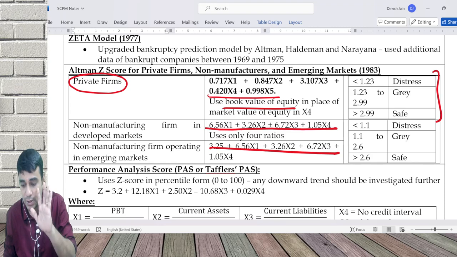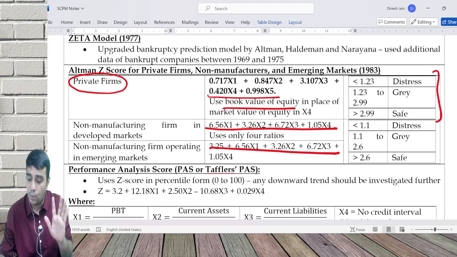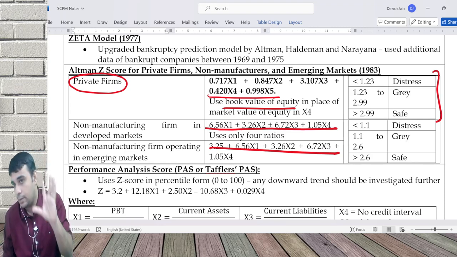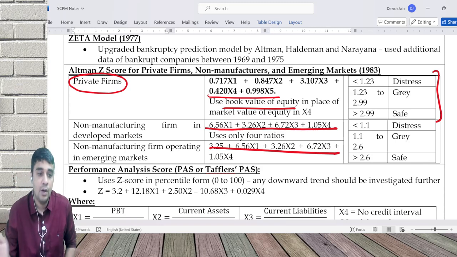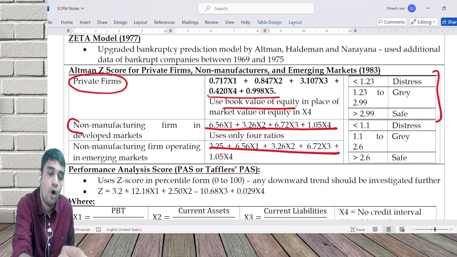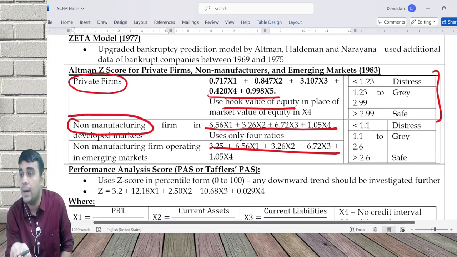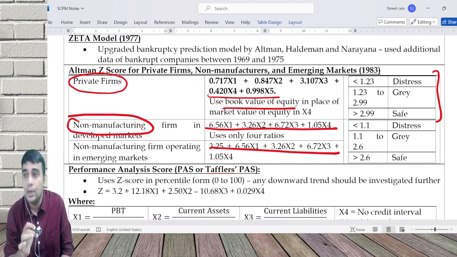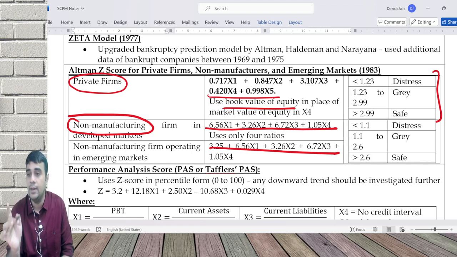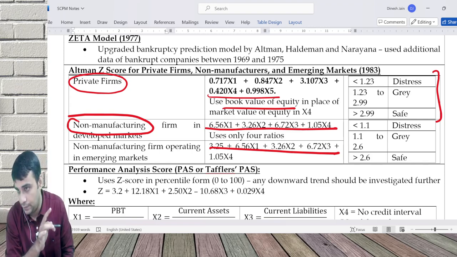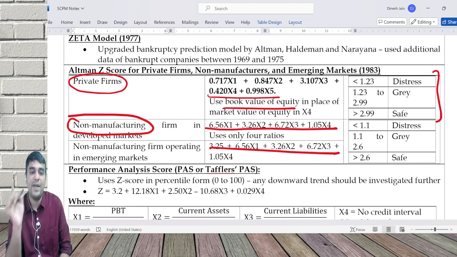Again, I'm repeating, questions will come on identifying what category it is. You will have to remember. I don't have a choice there. Non-manufacturing firm. Non-manufacturing, you could be in a developed market, you could be in emerging market, where they are saying we will not use X5. X5 is related to sales.